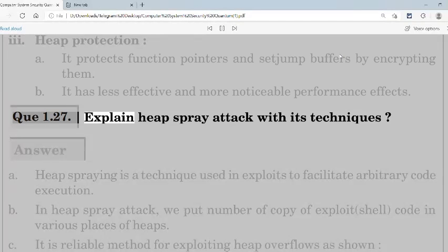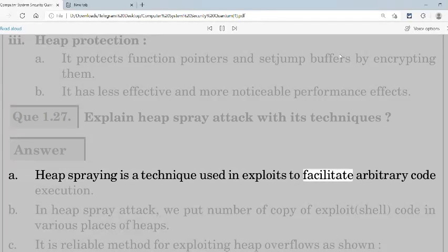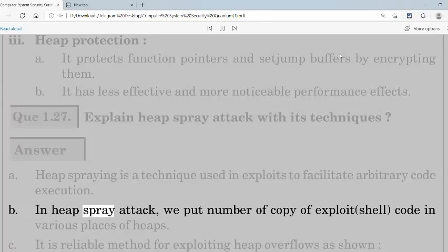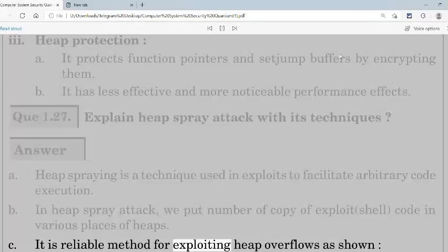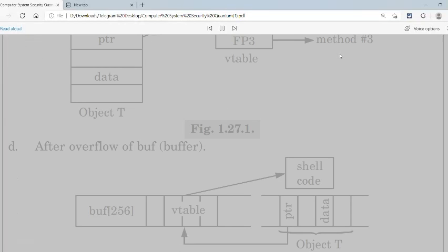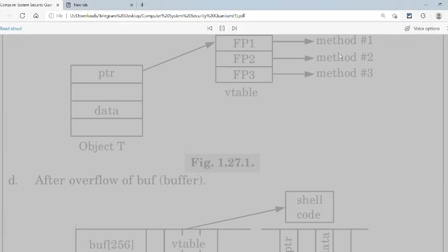K1.27. Explain heap spray attack with its techniques. Answer. A. Heap spraying is a technique used in exploits to facilitate arbitrary code execution. B. In a heap spray attack, we put a number of copies of the exploit shellcode in various places on the heap. C. It is a reliable method for exploiting heap overflows as shown. PTR, data, FP1, FP2, FP3. Object T, vtable, method number 1, method number 2, method number 3. Fig. 1.27.1. D. After overflow of buffer.